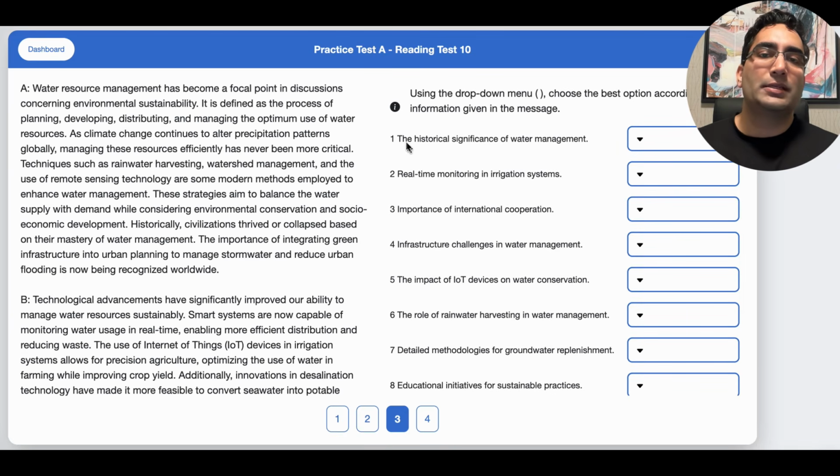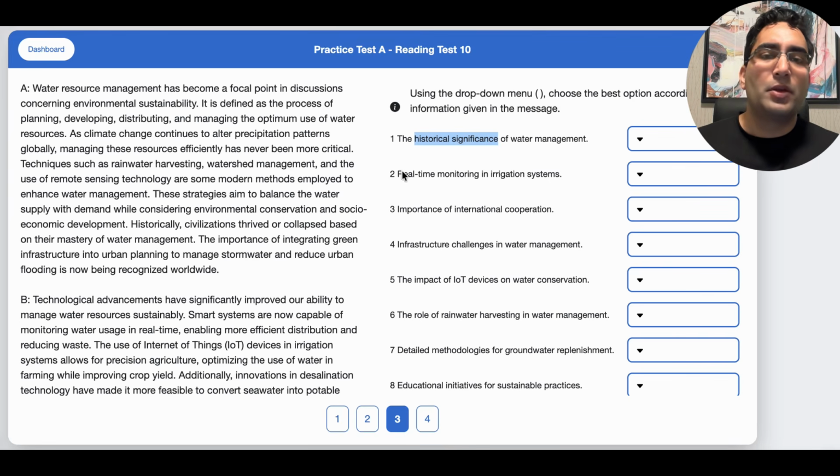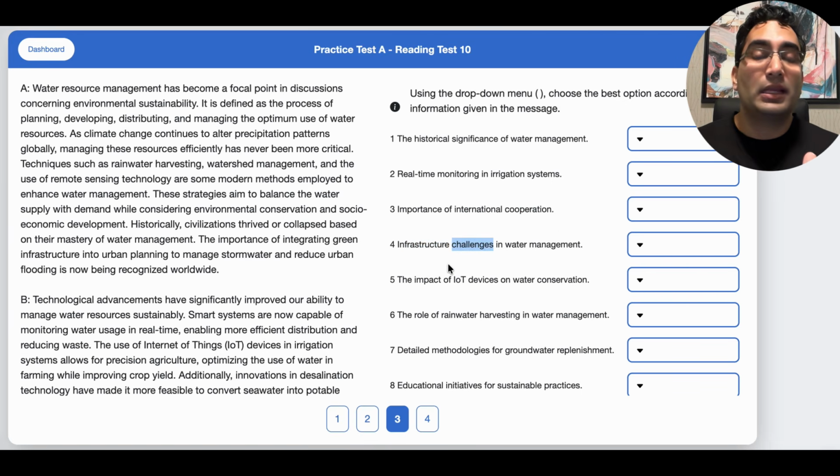So this is how I'm going to read this. The historical significance. So this is something about historical significance. Anything about history, anything about ancient times or the past that is mentioned, I'm going to pay attention to that. Real-time monitoring, so we're monitoring, maybe it's talking about computer surveillance, something like that. Importance of international, something about international bodies, got you. And infrastructure challenges, so something about challenges made things tough with regards to infrastructure. You see, I always kind of paraphrase in my head, so I get some idea. If they had paraphrased those words, I will still be able to catch them.